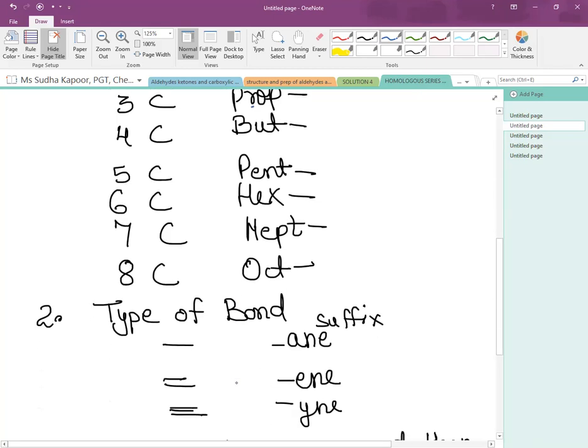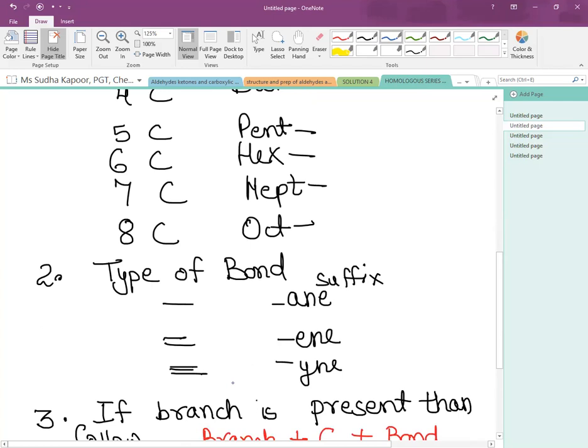Now the other thing, we are also going to use a suffix. Single bond, the suffix is "-ane". Double bond, the suffix is "-ene". Triple bond, the suffix is "-yne".